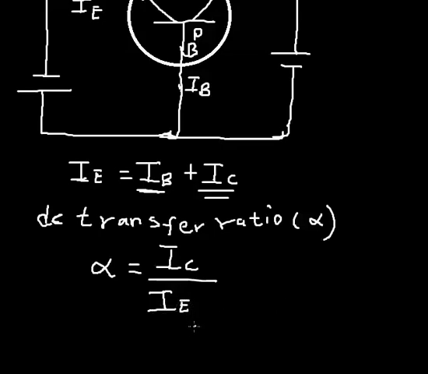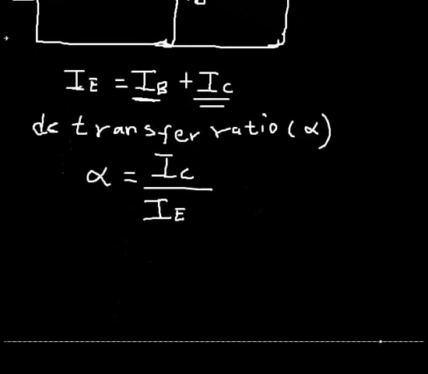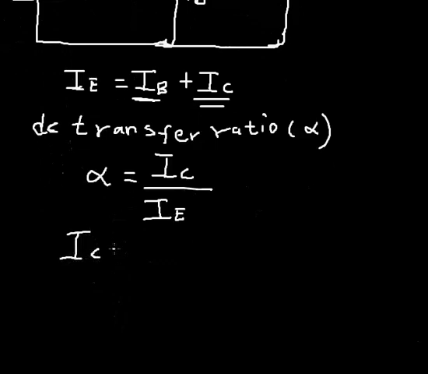For a common base configuration, the DC transfer ratio is given as alpha equals IC over IE. If I cross multiply this ratio, I can simply say that my output, which is the collector current, is equal to alpha multiplied by IE. So please take note of this. Anytime I want to get my collector current, my output current, I just multiply the transfer ratio by the emitter current. Please take note of that.